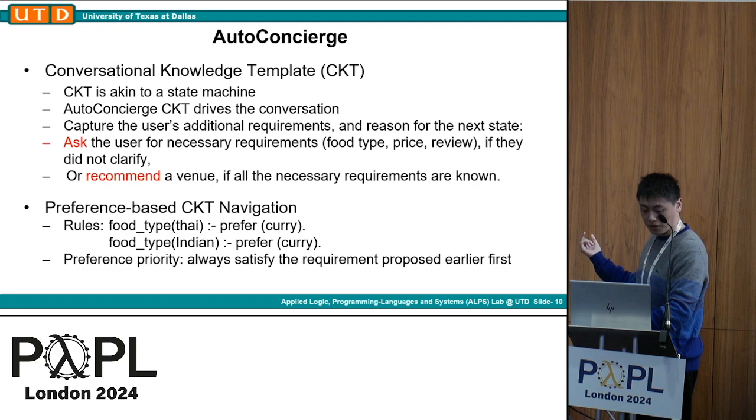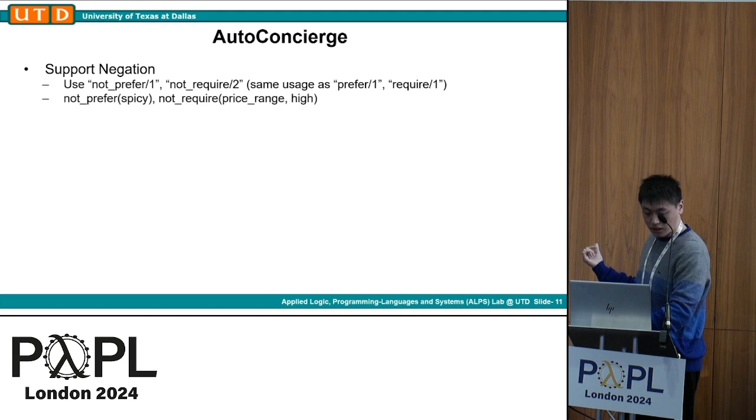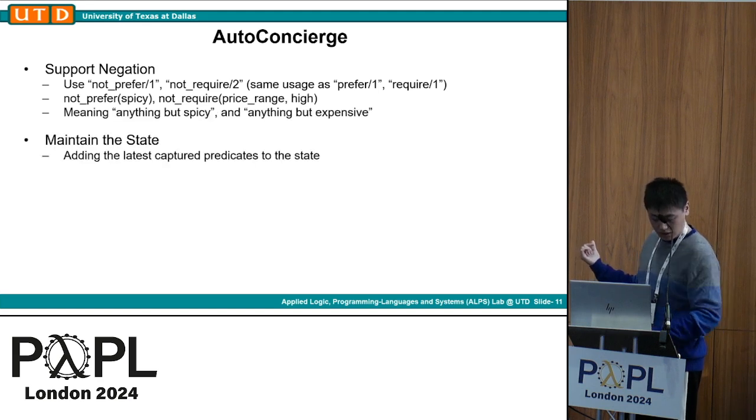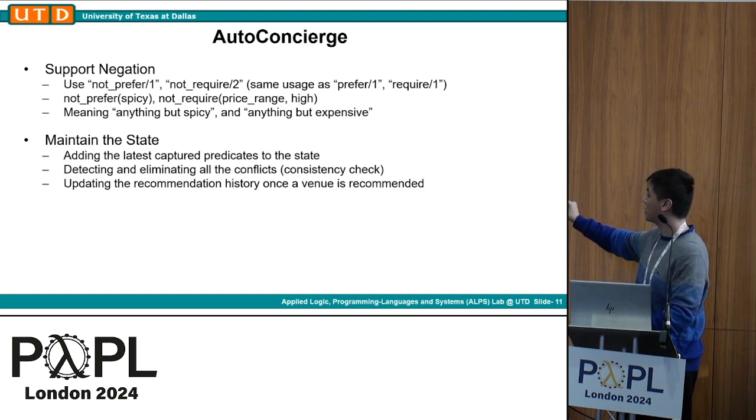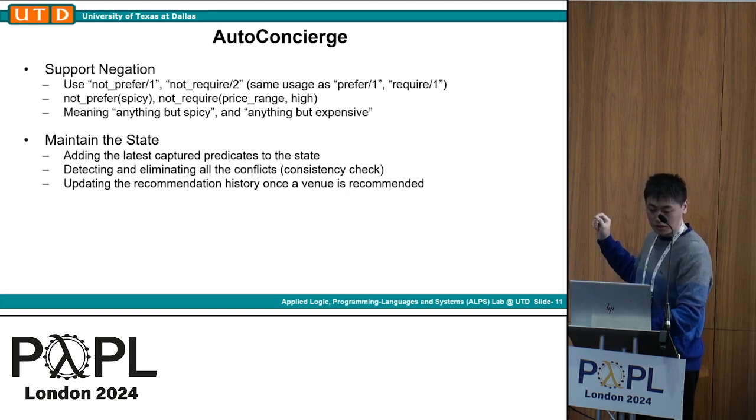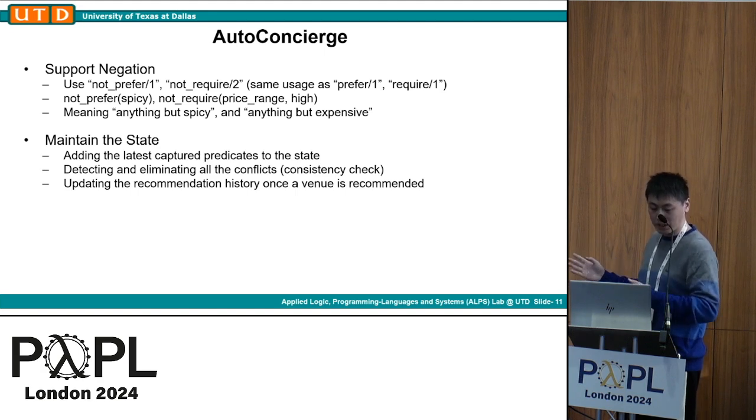And also we set the priority of the preference, saying that we should always first satisfy the requirement proposed earlier. So it's like when you first said I want this kind of cuisine, and then said I have some other preference, then the first one will be satisfied first, and if it doesn't work, then we find another thing. And also there's the negation. We also design for not prefer and not require. So not prefer spicy means that I want anything but spicy. And not require the price range to be high means anything but expensive.